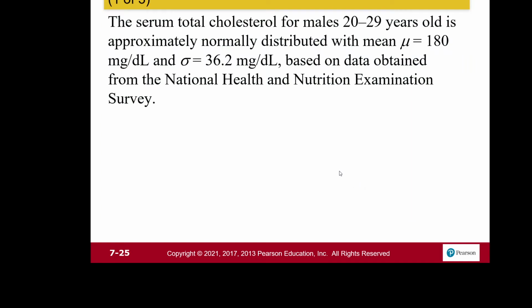So here we have a question. It says the serum total cholesterol for males 20 to 29 years old is approximately normally distributed with a mean of 180 and a standard deviation of 36.2.